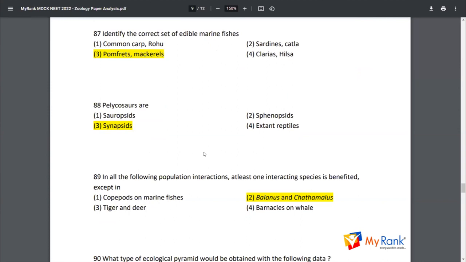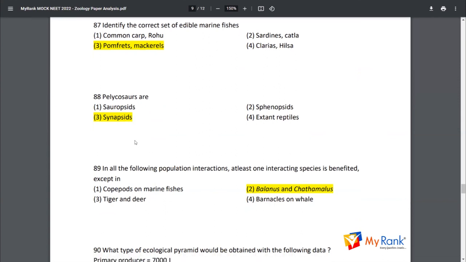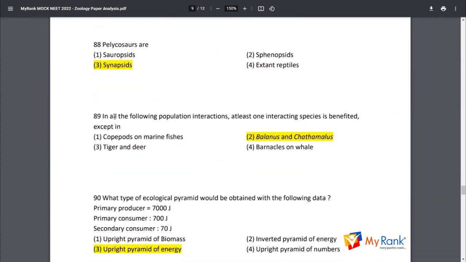Moving to question number 88, Pelicosaurus are. Now, this you do not find in the theory part of the textbook. You have to check for the graphical representation of evolution and different eras of the Paleological period. So, from that, the answer will be synapsids. Pelicosaurus are the examples of synapsids. So, they are descending from the synapsids. So, option 3 is the correct answer.